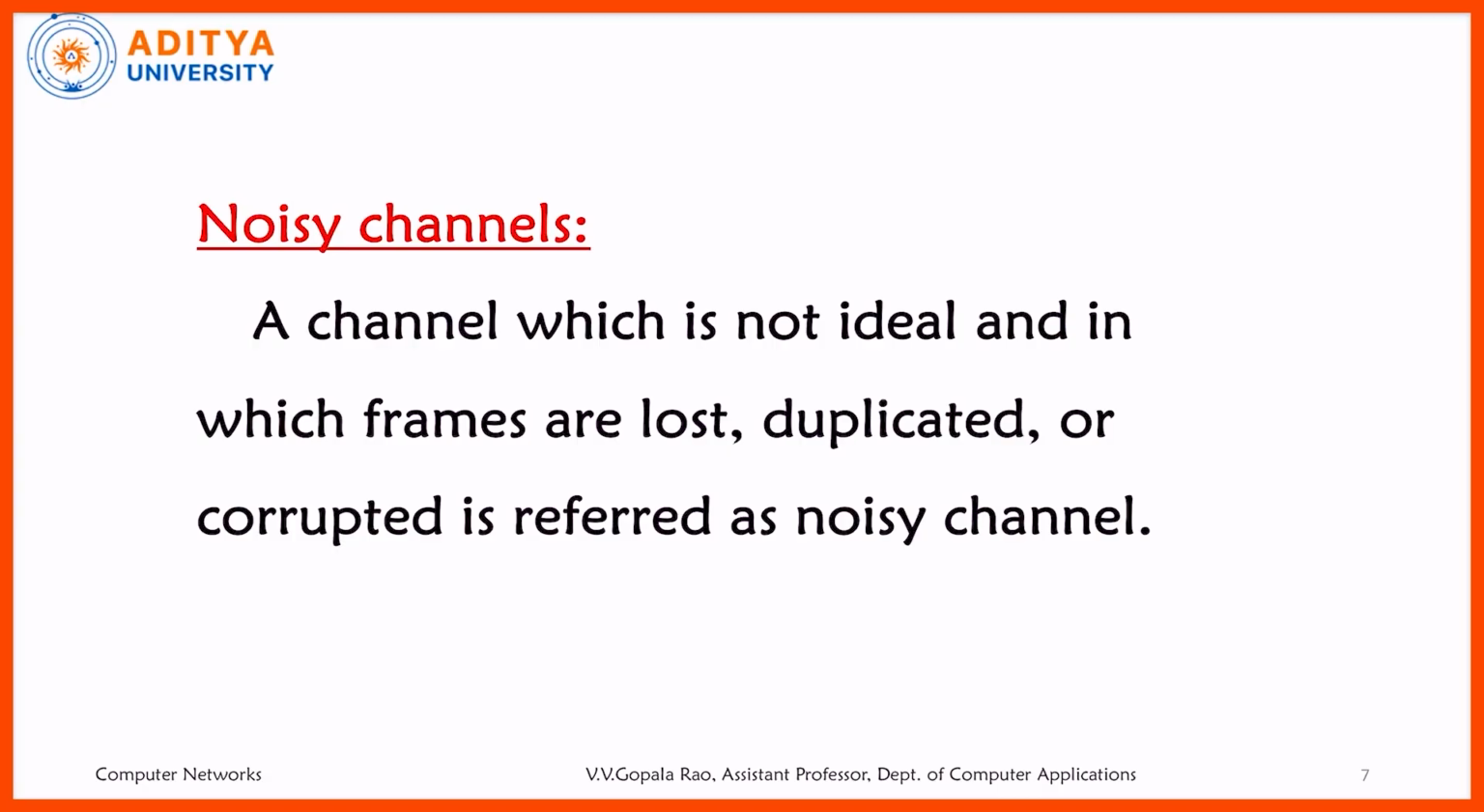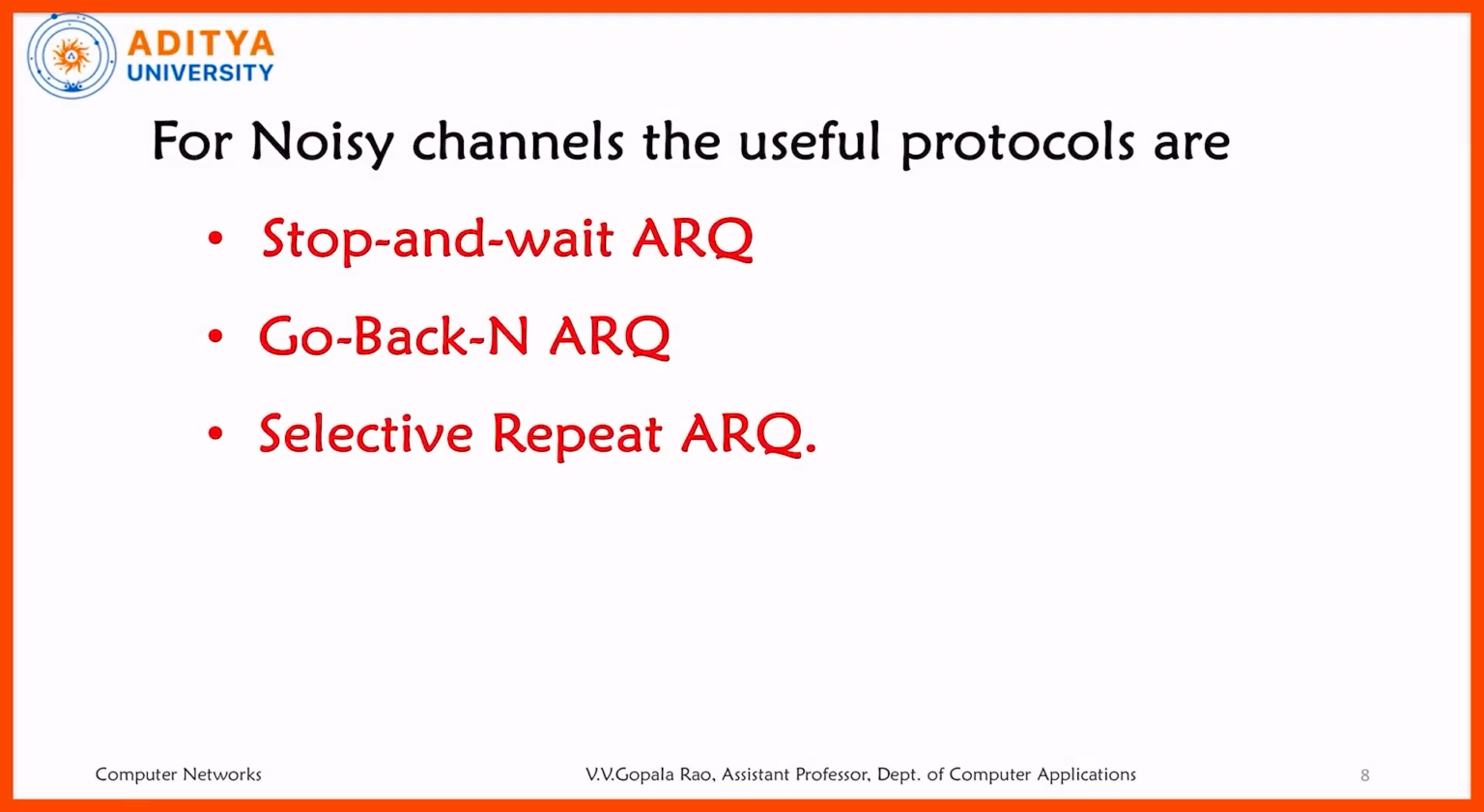So there are certain things you can identify in this case. That means the frames may be lost, the frames may be duplicated, or the frames may be corrupted because of certain reasons. So that is why this channel is called a noisy channel. But we must be very careful about conducting the flow control and error control with respect to the noisy channel. So basically the first and foremost protocol is stop and wait ARQ.